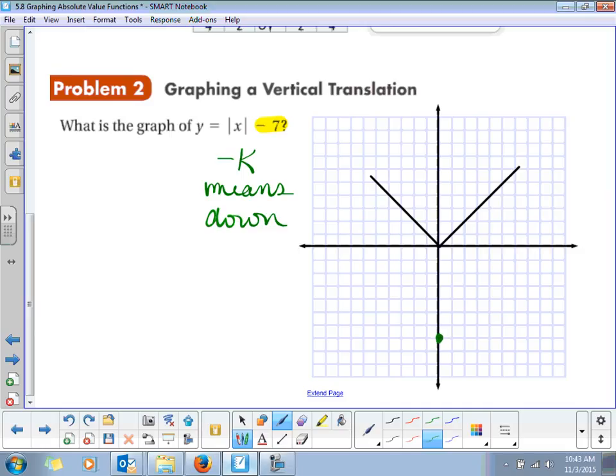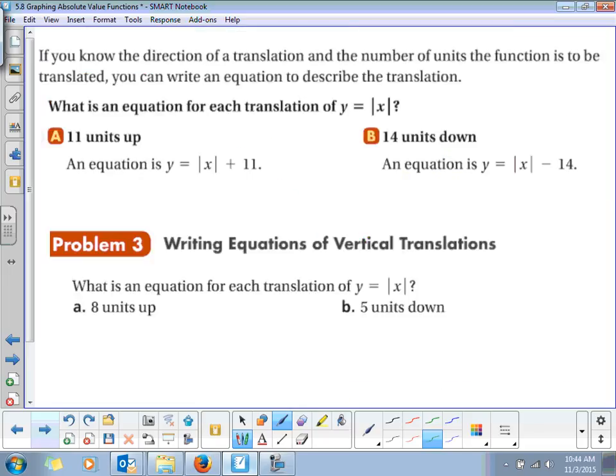So there's my minimum there. And then we're going to draw the rest of the graph. Are there any questions on graphing a vertical translation? No, because it's all connected to this absolute value, right? Because this -7 gets subtracted from whatever goes in there. Got it? All right. Good.